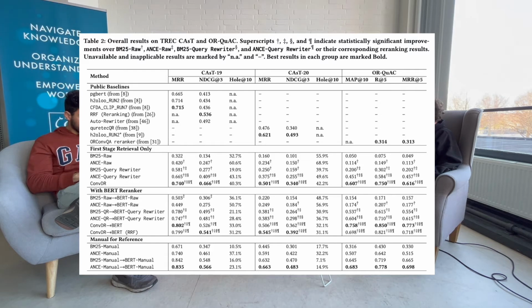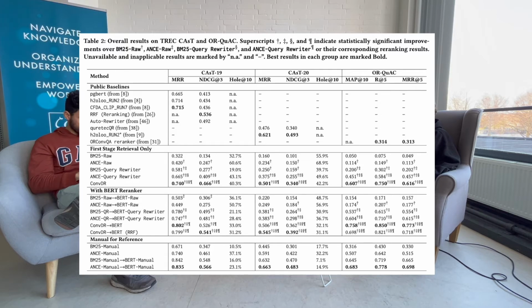Then you have the first stage retrieval only, where you only do the first stage retrieval, and you have BM25, ANCE, and ConvDR. So maybe we should look into these for a second. We have the raw query, the query with rewriting, and then ConvDR, which is the student-teacher approach. Exactly. So the raw row is basically just the last turn.